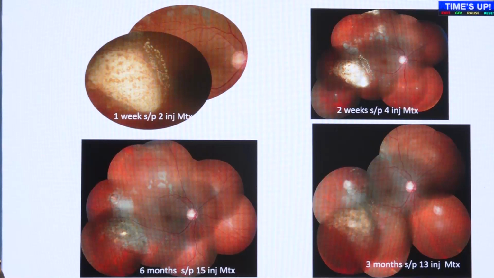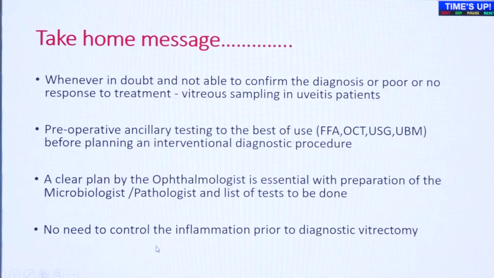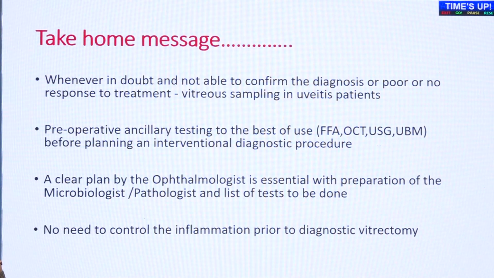He was then treated with intravitreal methotrexate injections, and you see this is after 2 injections, after 4, after 13 injections of methotrexate, and this is after 15 injections of methotrexate that the lesion has completely regressed and the patient still continues to maintain a vision of 6/9 in this eye. So the take-home message is that whenever in doubt and not able to confirm the diagnosis, or there is a poor or no response to treatment, please do a vitreous sampling in uveitis patients.